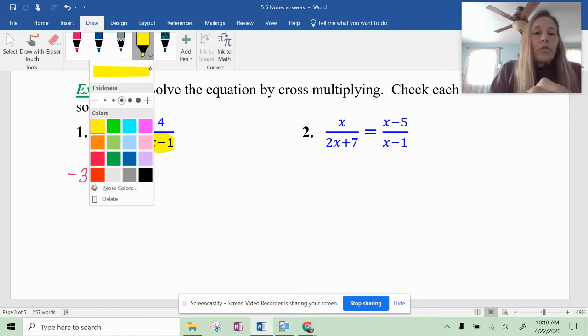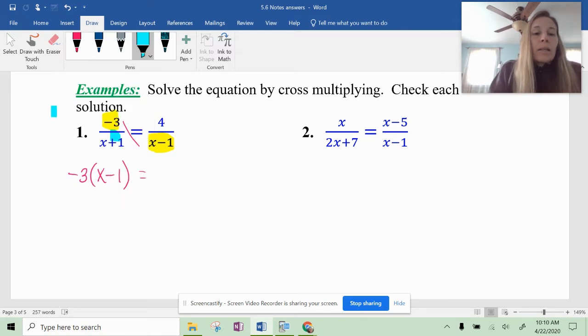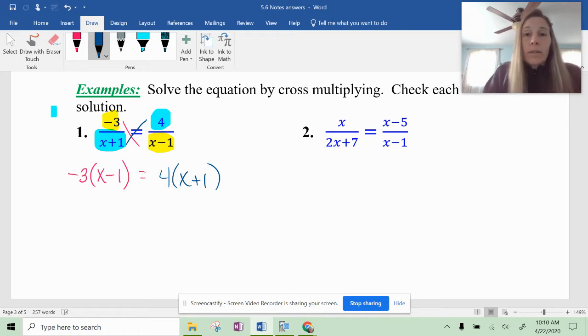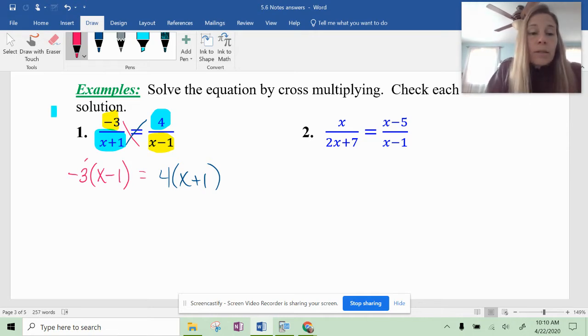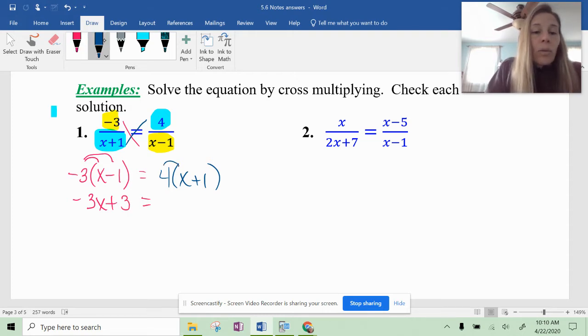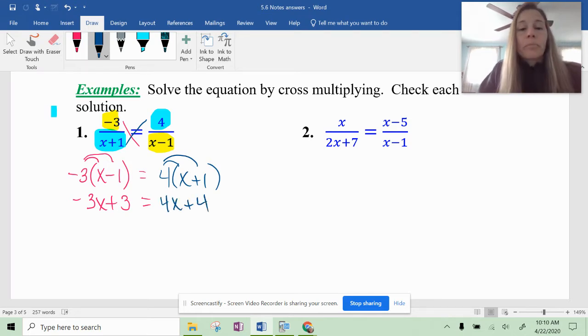Then you're going to cross multiply the denominator and the numerator from the other fraction. And on the other side of your equal sign, you will have 4 times x plus 1. So that's how you would do cross products property. Now you would just work it out. So we would want to get rid of our parentheses. So this is going to be negative 3x plus 3. And then on the right-hand side, we'd have 4x plus 4.